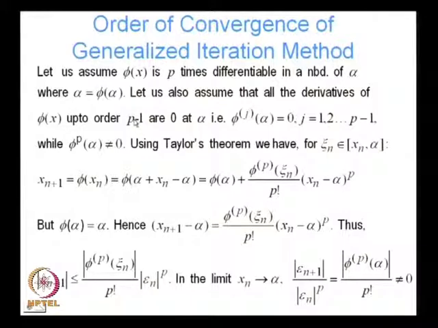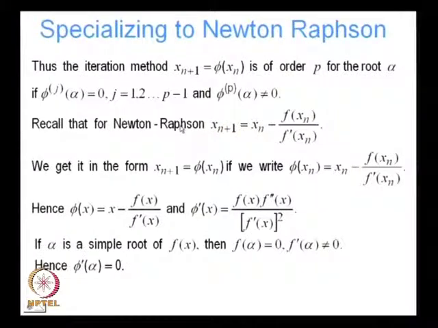So, the first derivative must be 0 at alpha and the second derivative must not be 0 at alpha. That is the requirement under which Newton-Raphson is going to give me second order convergence. Thus, the iteration method x_{n+1} = phi(x_n) is of order p for the root alpha if phi^(j)(alpha), the jth derivative at alpha, for j = 1 to p minus 1 is equal to 0, and the pth derivative phi^(p)(alpha) is not equal to 0.